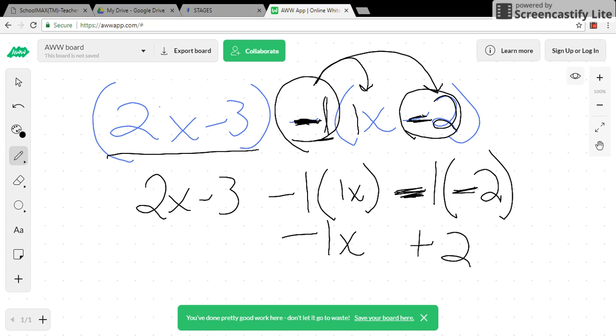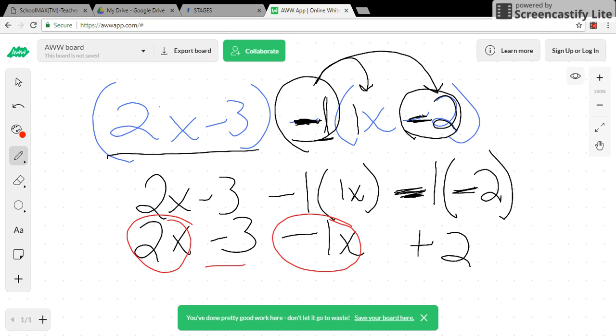So either way, when we then go to multiply out here, 1 times 1 is 1, and we're taking it away. We're taking away a 1x, we're taking away a negative 2. Everything else comes down just as it is. And then again, we're doing pretty well with identifying these as long as we remember to look at those signs in front as well.